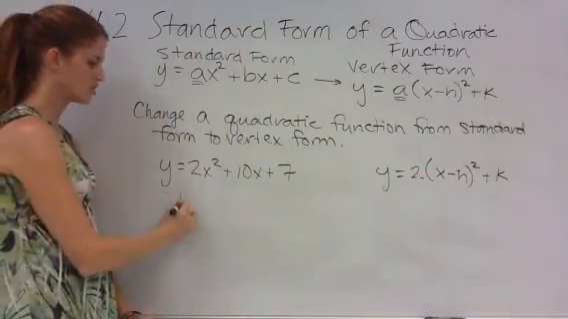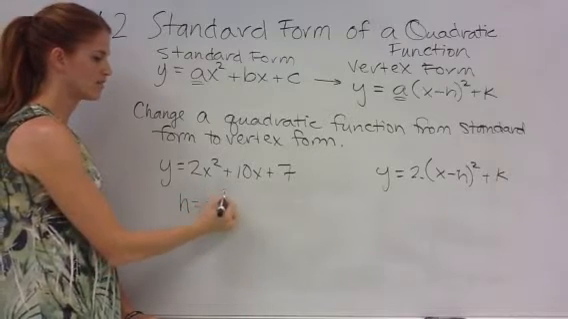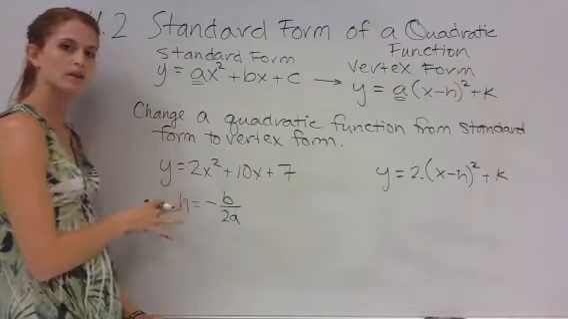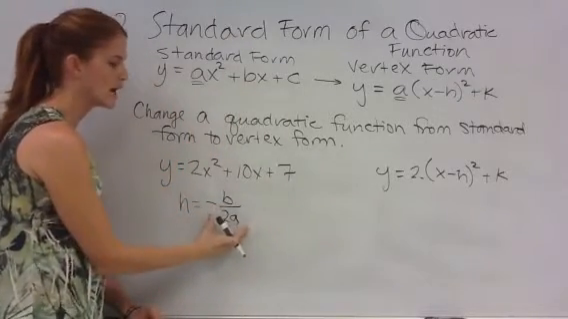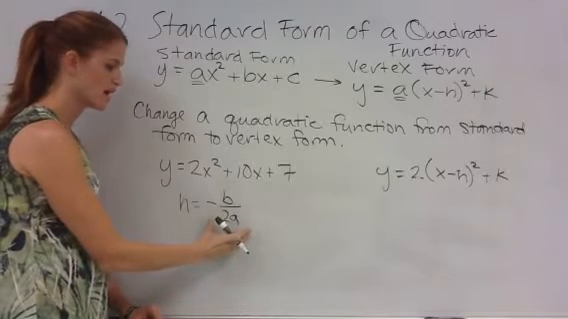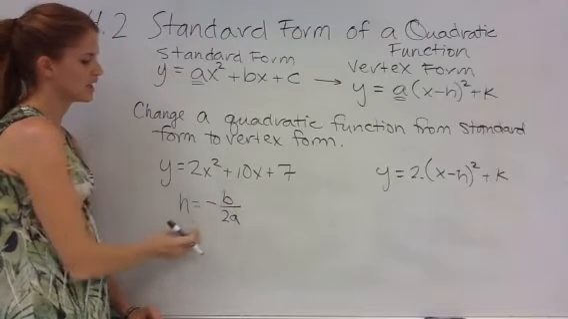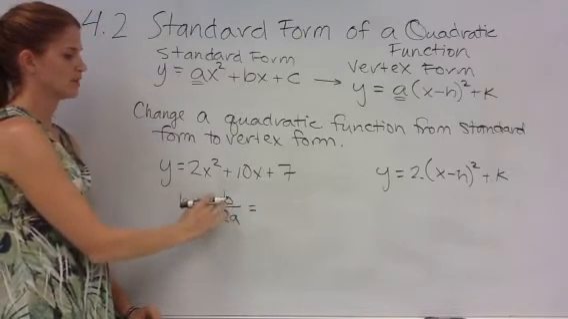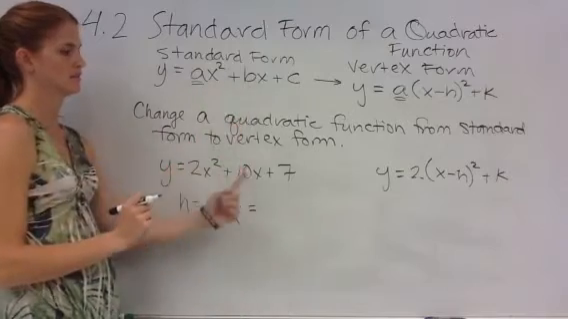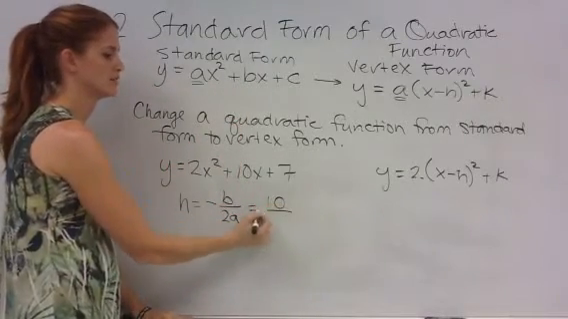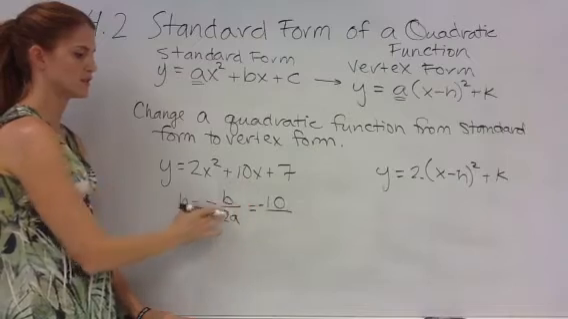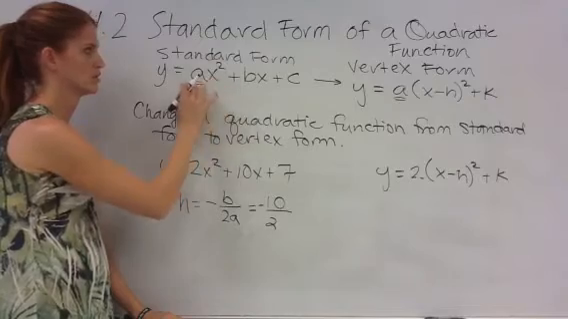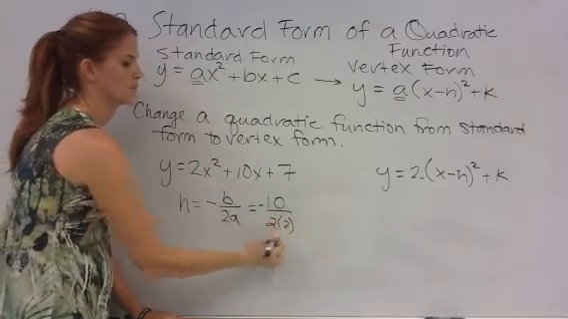So to find H, we do negative B over 2A. Again, this is just how. In a little bit I'll explain why we come up with this. So for now, this is just how. So this is going to give us H. In this particular example, B is going to be the 10. So I put 10 in the numerator. I have a negative sign out front, so the negative goes with it. And the denominator is 2 times my A value. So in this case, it's 2.